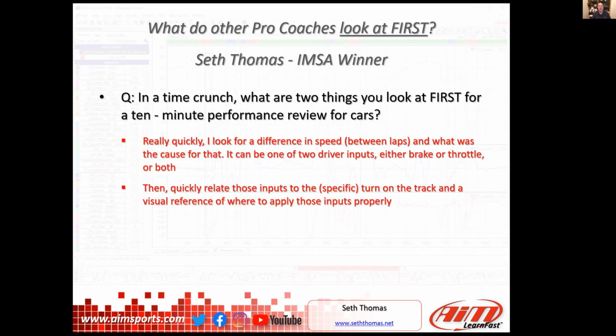And he is looking at the difference in speed between laps. Are we establishing a common thread here? If you're sitting there looking at the differences, this is what every level driver looks for. What was the cause of that? He goes right to the chase. Seth says it can be one of either 2 driver inputs, either brake or throttle. Notice we've said nothing about turning the steering wheel.